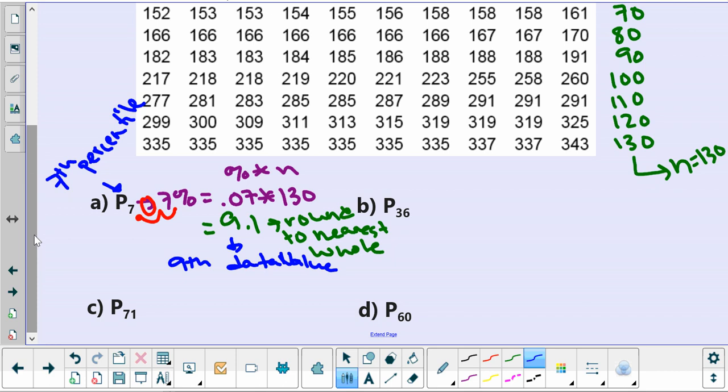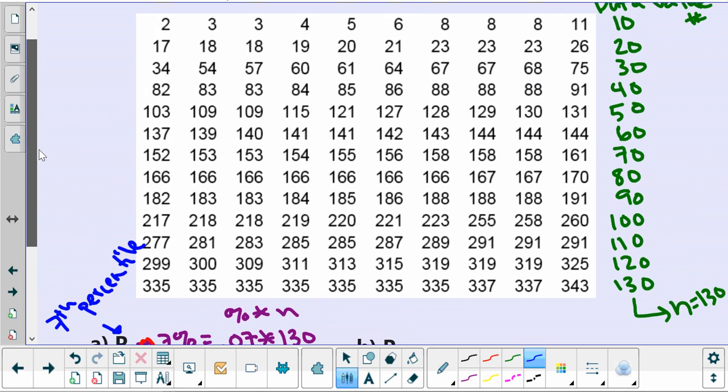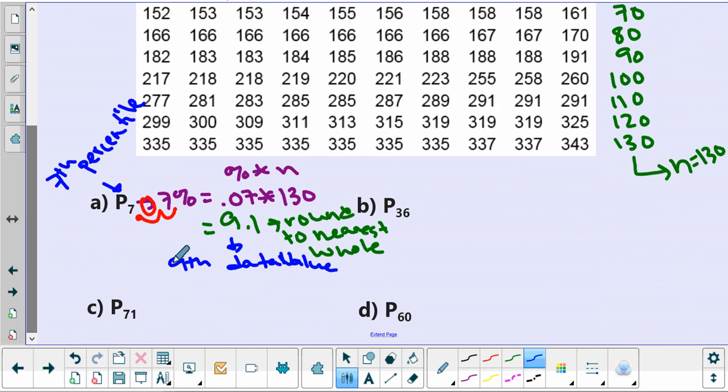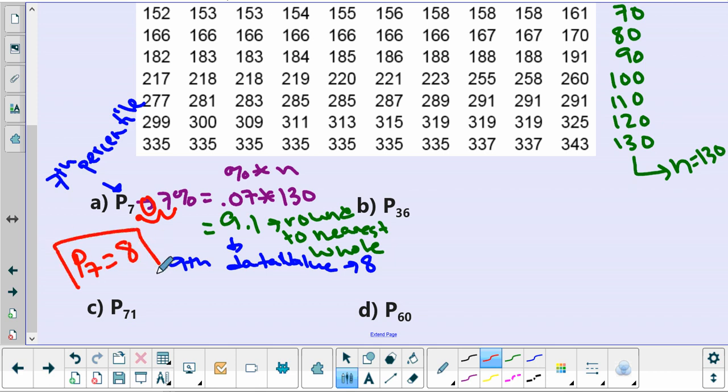Okay, so if I go up into my table and I look for the 9th data value, part of what's nice about numbering these columns off to the right-hand side here is that I know that 11 is the 10th. This was my 10th data value. So I just need to go back 1, and my 9th data value is equal to 8. Okay, my 9th data value is 8. So that means P7 is equal to 8. So the 7th percentile of this data set is 8.